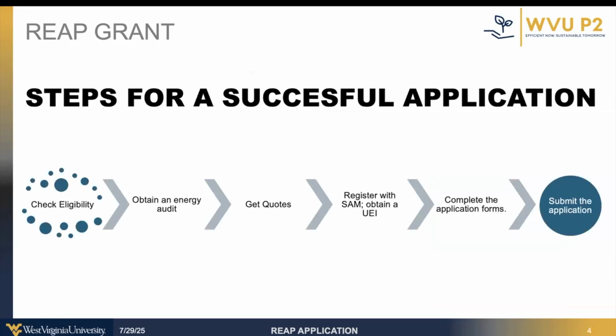There are several important steps. First, check if you're eligible. Then if you're doing an energy efficiency project, you will need an energy audit. After that, get quotes for your project. Register with sam.gov to get your Unique Entity ID, or UEI, and complete the required forms. Finally, submit your application before the deadline.